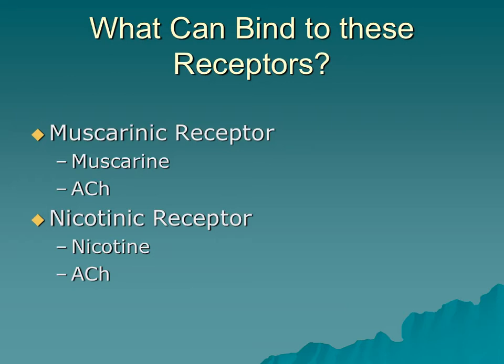So is that surprising in any way? In other words, is it surprising that ACH can bind to both of these types of receptors? The answer should be absolutely not. Why? Because these are ACH receptors. So of course you're going to see ACH binding to them.